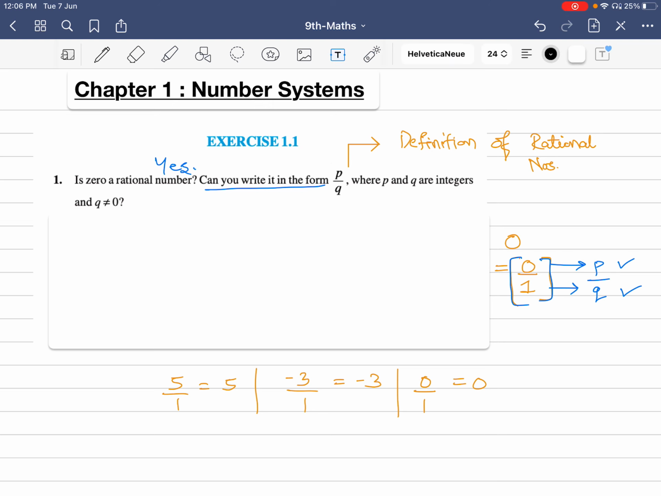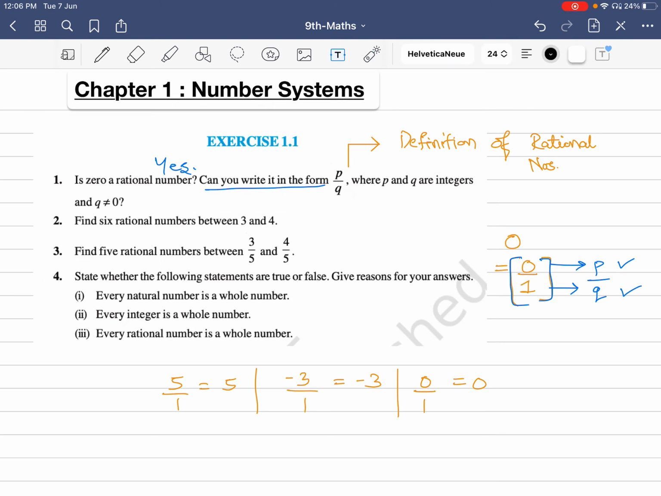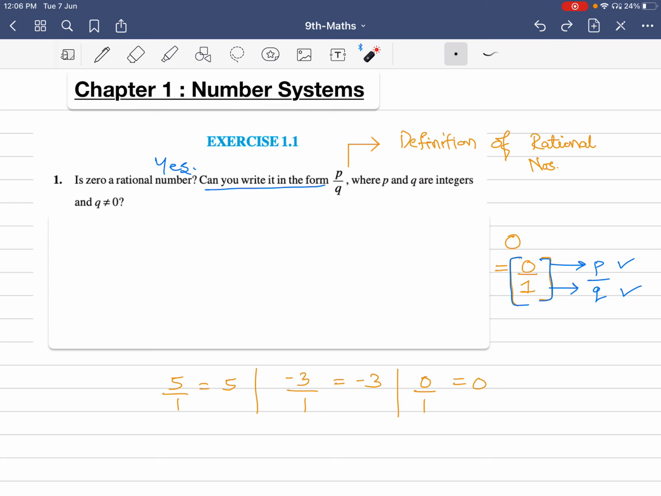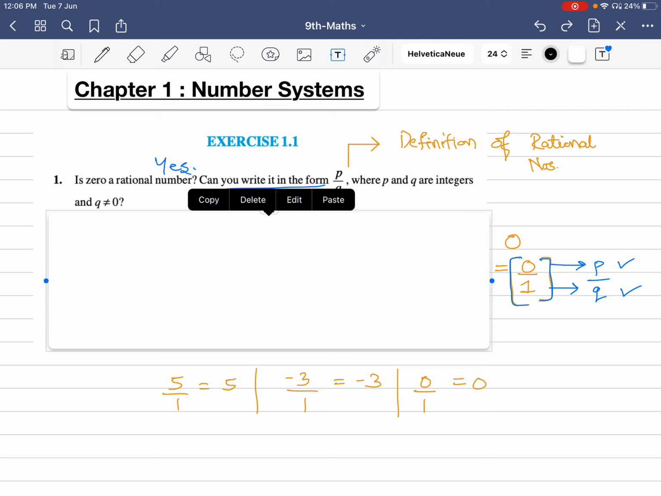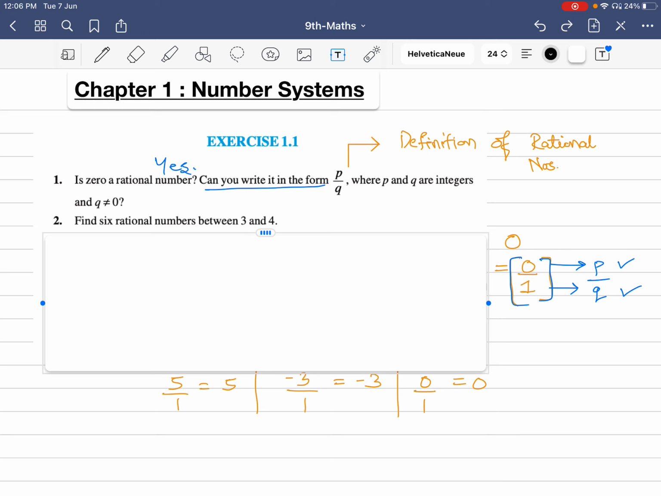Now let's go to the second question. So I'm going to remove all these questions now. Now the second question is, find 6 rational numbers. What I'll do is I'll just move this a little bit below so that you just see the second question. Now the second question reads, find 6 rational numbers between 3 and 4. So between 3 and 4 we have to find 6 rational numbers.